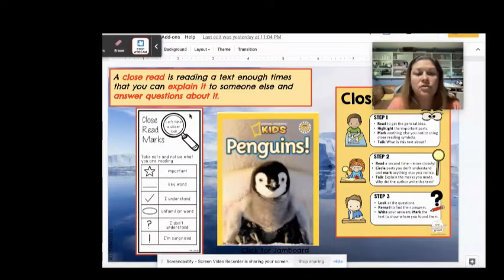All right, and remember, use close reading marks, okay? You do a star if it's important information, underline a key word, a check mark to say, I understand, and circle unfamiliar words, question mark if you don't understand, and exclamation point if you are surprised.